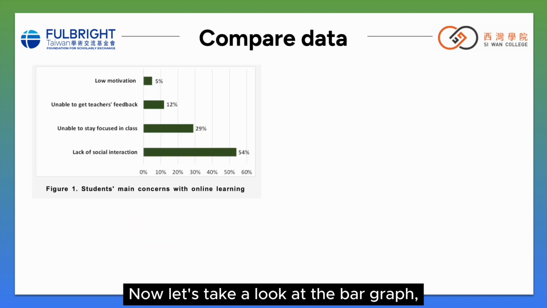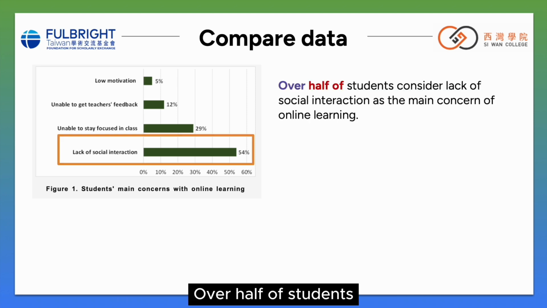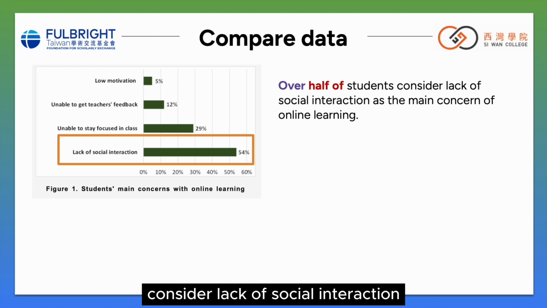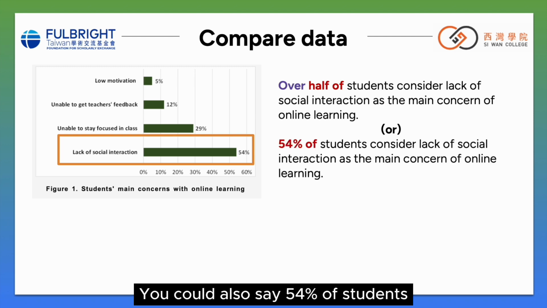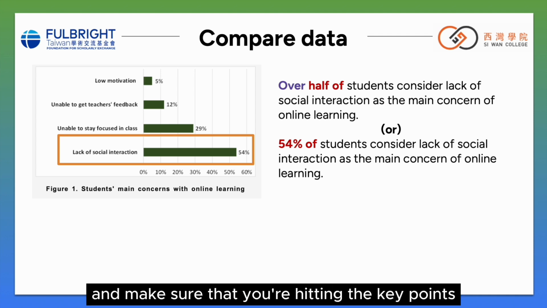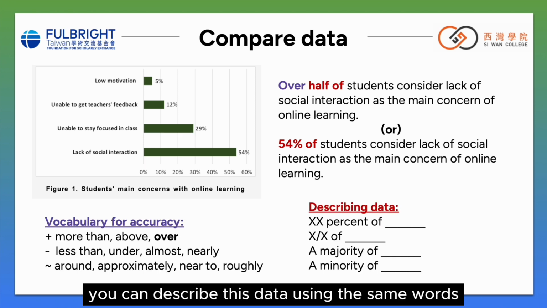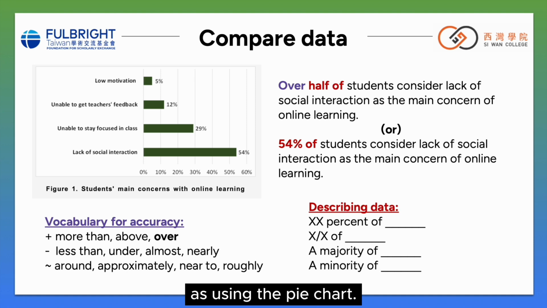Now let's take a look at the bar graph, and let's look at this section of the data. Over half of students consider lack of social interaction as the main concern of online teaching. You could also say 54% of students consider lack of social interaction as the main concern of online teaching. Notice that I'm pulling the labels and title directly from the chart. This is a great way to save time and make sure that you're hitting the key points of each figure. Similarly, you can describe this data using the same words as using the pie chart.